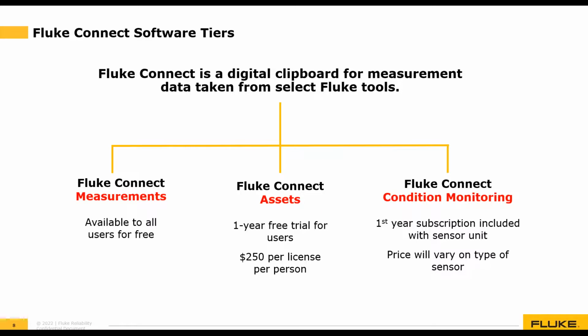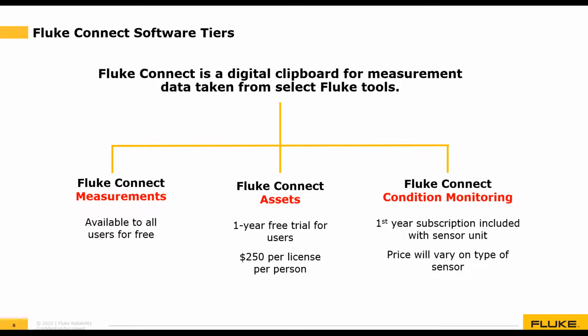The next thing that is important for you to know is that Fluke Connect software comes in three different tiers. This is often one of the more confusing aspects of the Fluke Connect software, so here's a quick overview. The first tier is the Fluke Connect Measurements tier, and this is available to all users for free. This tier enables users to capture measurements from their tools and save the data to the cloud, just like I explained in one of the previous slides. The second tier is the Fluke Connect Assets tier.